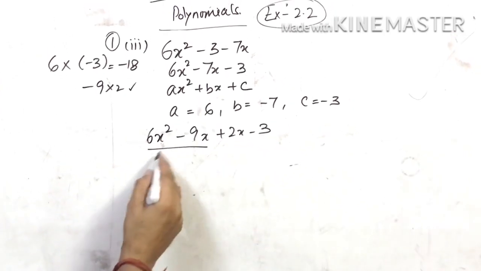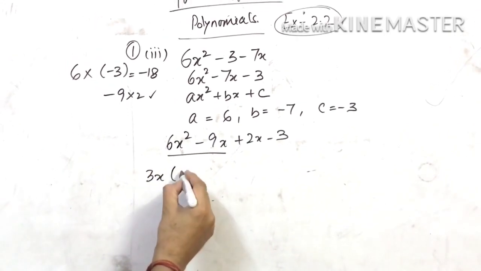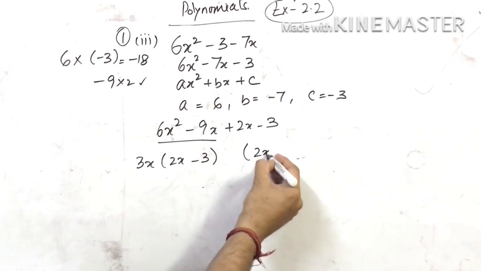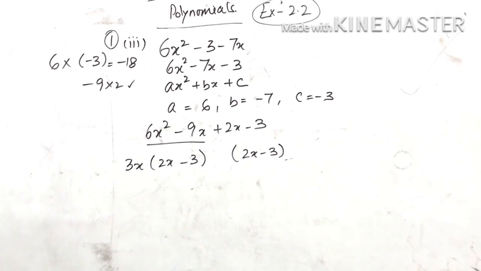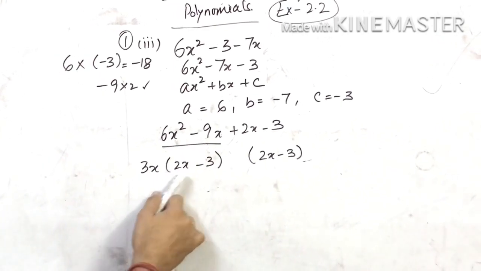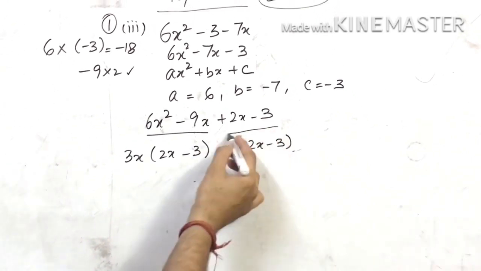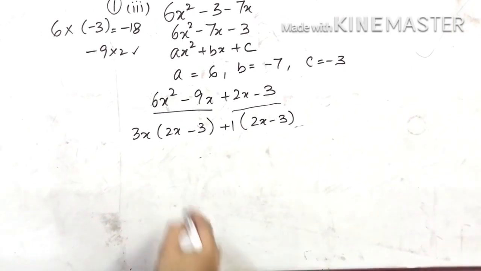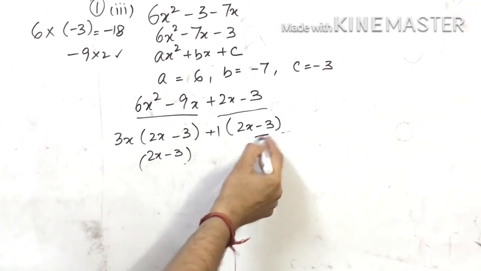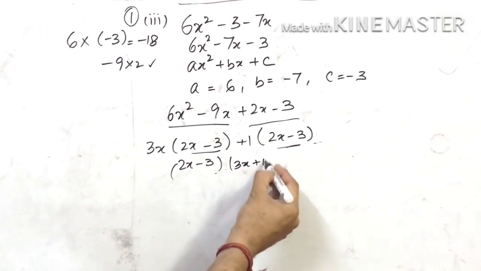From these two numbers, what number can you take out? You can see from these two you can take 3x out. Same bracket should be repeated here. Now compare this with these two. What number should come here? Plus 1. So factors will be 2x minus 3, because you can take this bracket as common, then the rest is 3x plus 1.